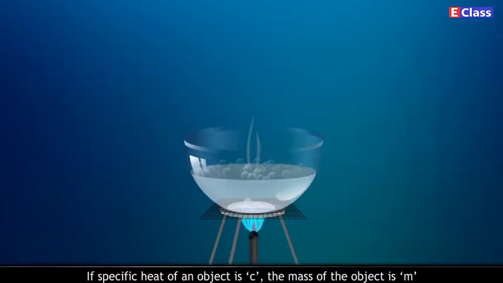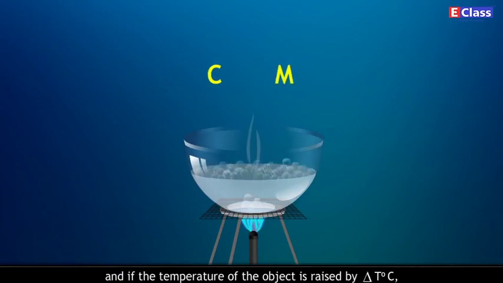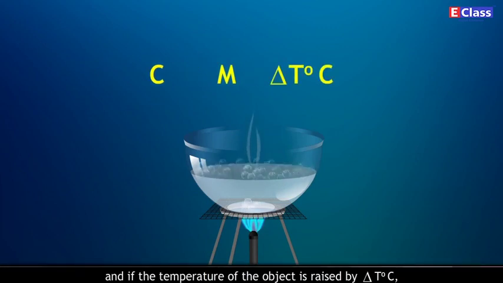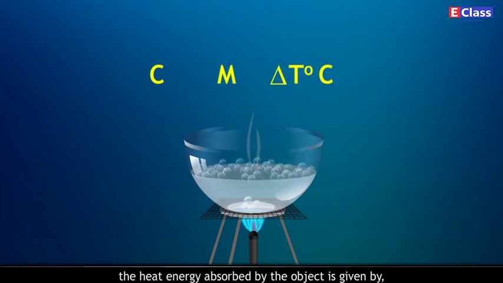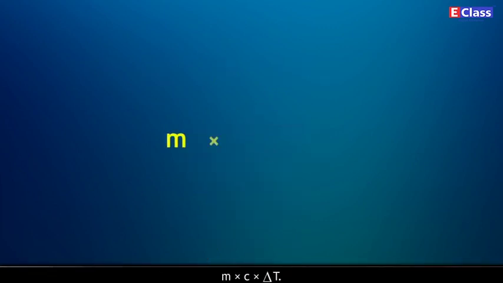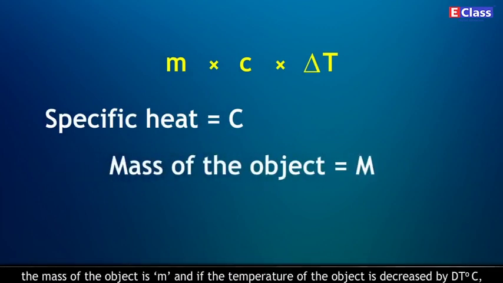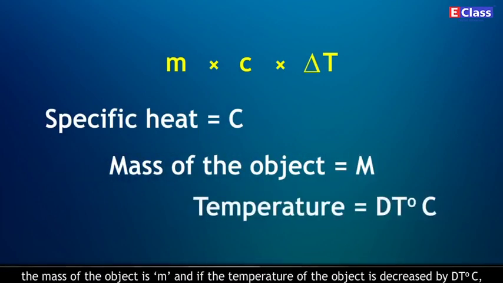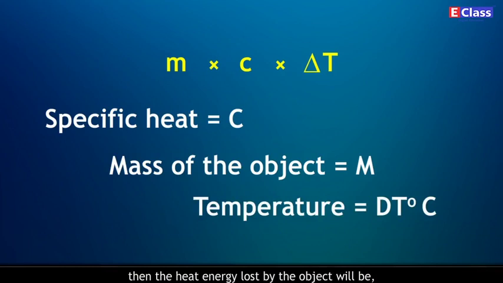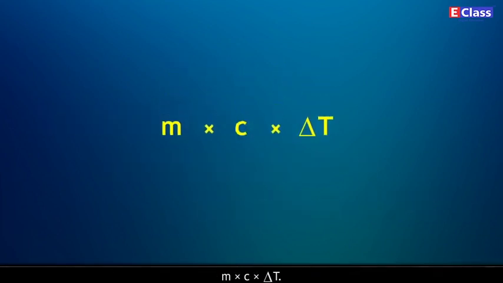If the specific heat of an object is C, the mass of the object is m, and the temperature of the object is raised by ΔT degrees Celsius, the heat energy absorbed by the object is given by m times C times ΔT. In the same way, if the specific heat of an object is C, the mass of the object is m, and the temperature of the object is decreased by ΔT degrees Celsius, then the heat energy lost by the object will be m times C times ΔT.